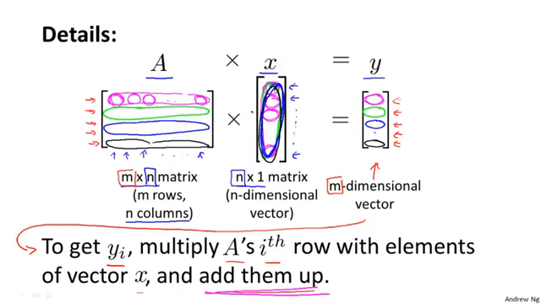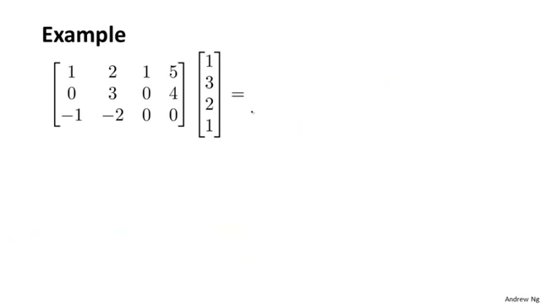Let's do one more example. Here's the example. So let's look at the dimensions, right? Here, this is a 3 by 4-dimensional matrix. This is a 4-dimensional vector, or a 4 by 1 matrix. And so the result of this product is going to be a 3-dimensional vector. So we write a vector with room for 3 elements.